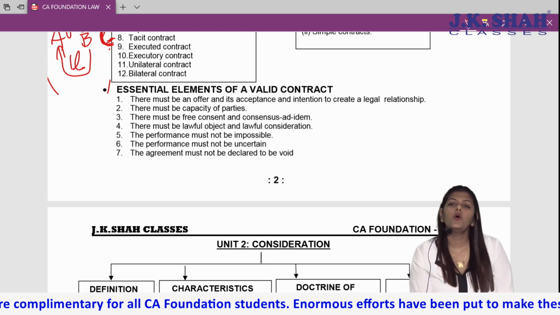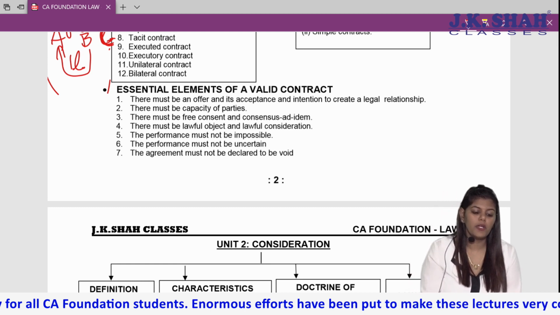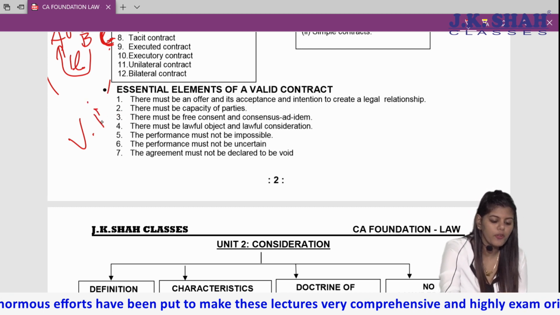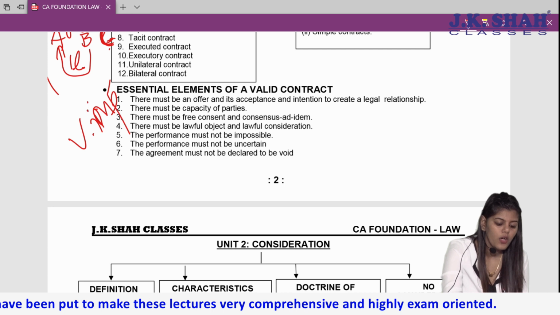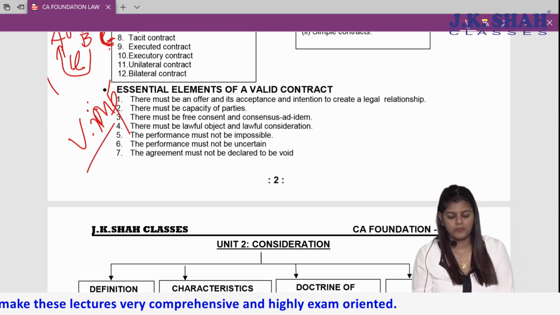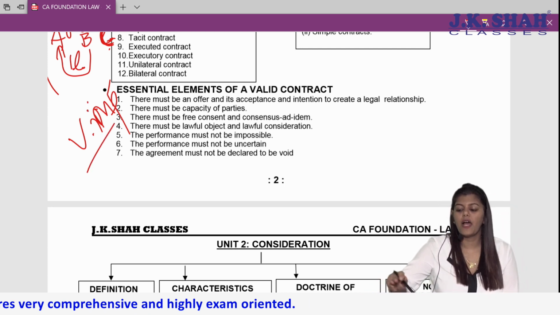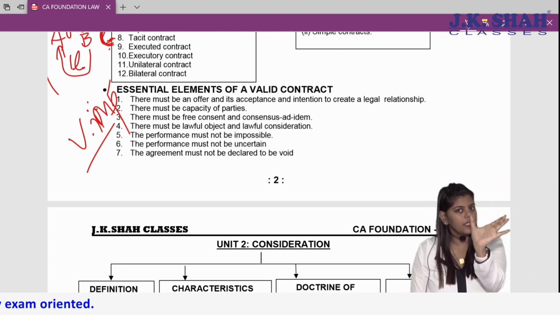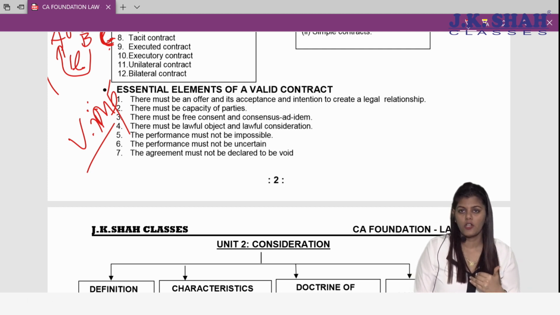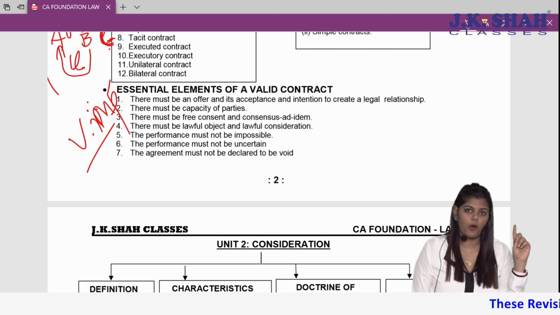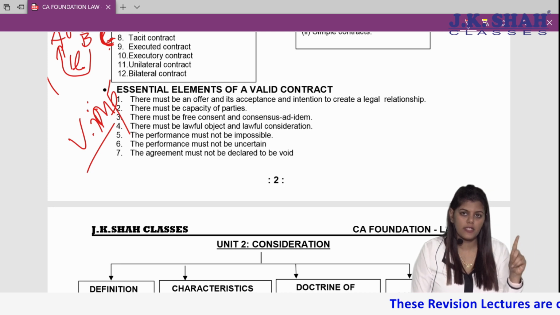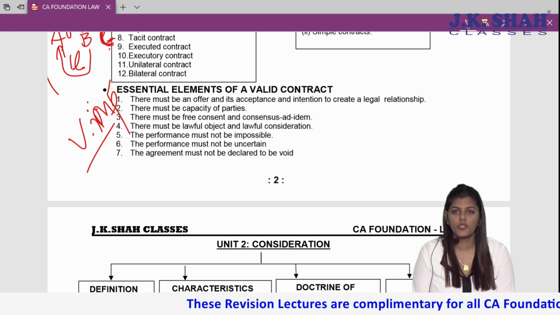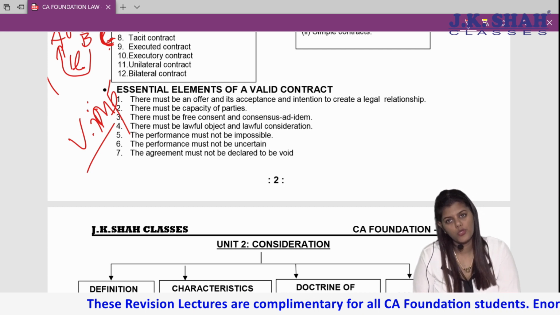Okay. Now, the last part of this unit, essential elements, which is very important not only from an exam point of view but also for other chapters, it will keep coming. What are the essential elements of a valid contract? First of all, offer, acceptance, agreement enforceable by law, then a contract. So for a valid contract, there should be proper offer, proper acceptance and intention to create a legal relationship. Otherwise, it becomes the Jai Viru case.